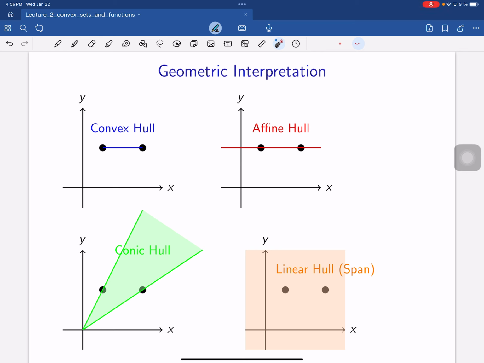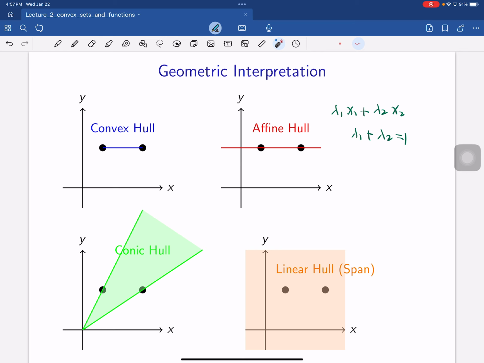So let's consider a problem in 2D where we have these two points here. This set is very simple. It only has two elements. If you consider the convex hull of these 2 points, it is nothing but the line segment between these 2 points. And if you consider the affine hull of these 2 points, remember that in the definition of affine combination, we have lambda 1 x1 plus lambda 2 x2, where lambda 1 plus lambda 2 equals 1. But we don't have a non-negativity constraint on the lambdas. So it will be this whole line instead of the line segment.